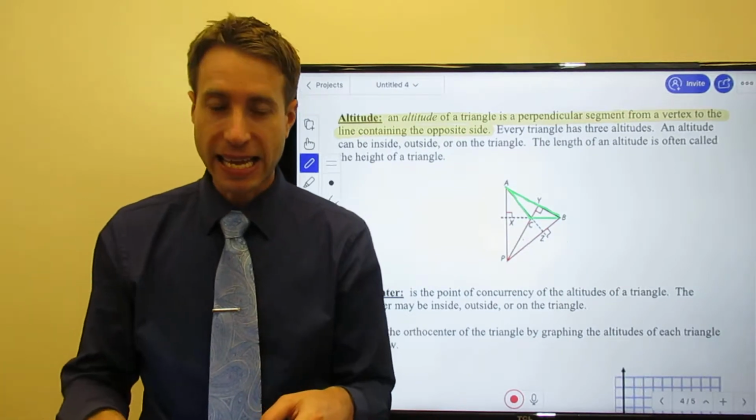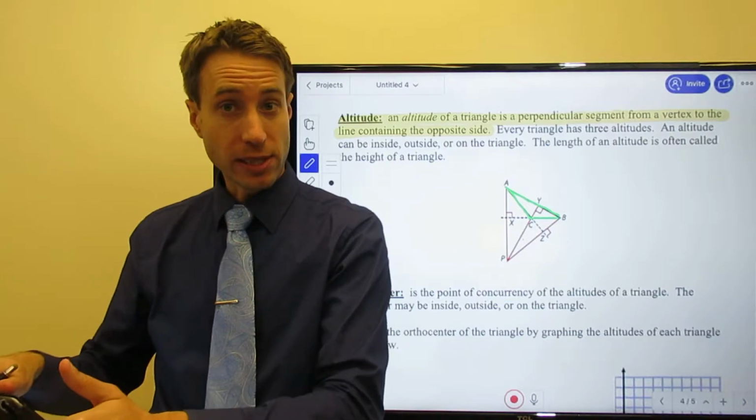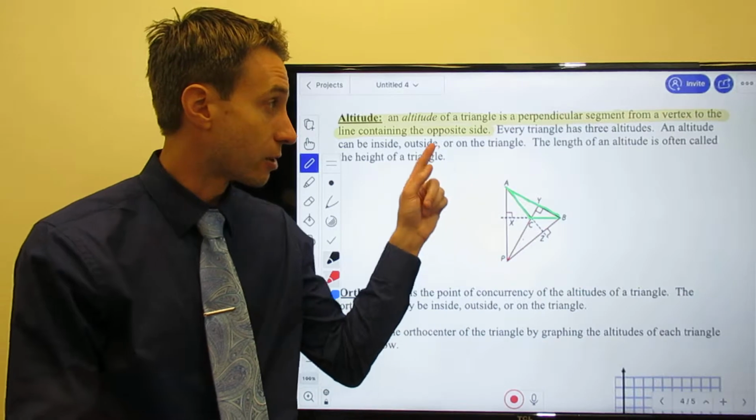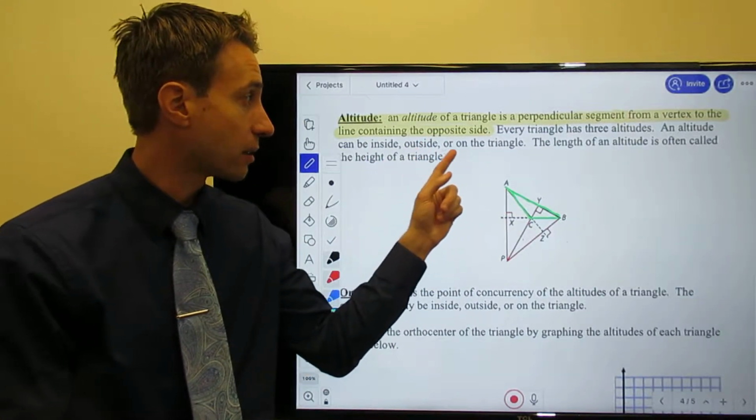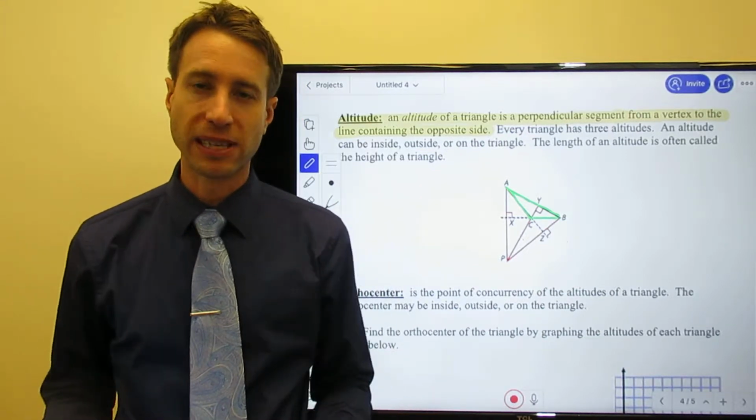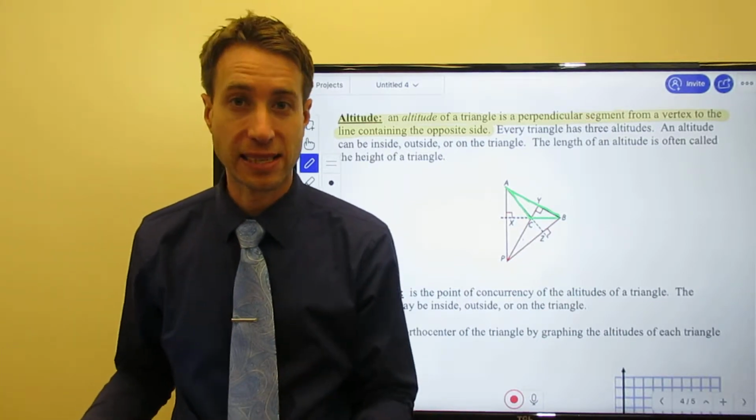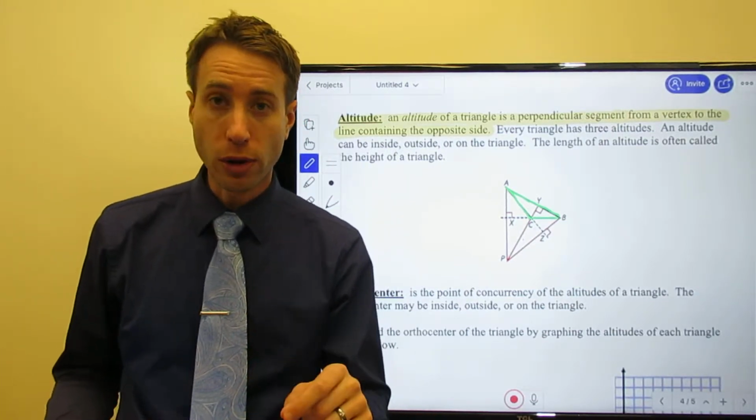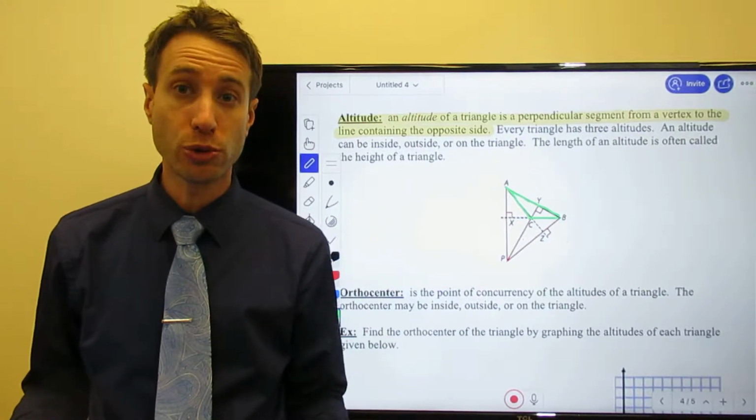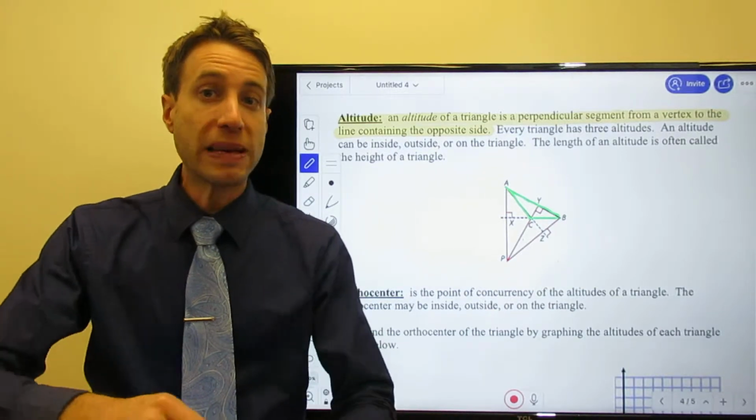Now, in some cases, the altitude will be inside. It could also be outside, and sometimes it'll lie on the triangle. It's possible for the orthocenter to be inside, outside, or on the triangle. The way this is really going to work is simply this. If your triangle has all acute angles, all of the angles are less than 90, then your orthocenter will be inside the triangle.